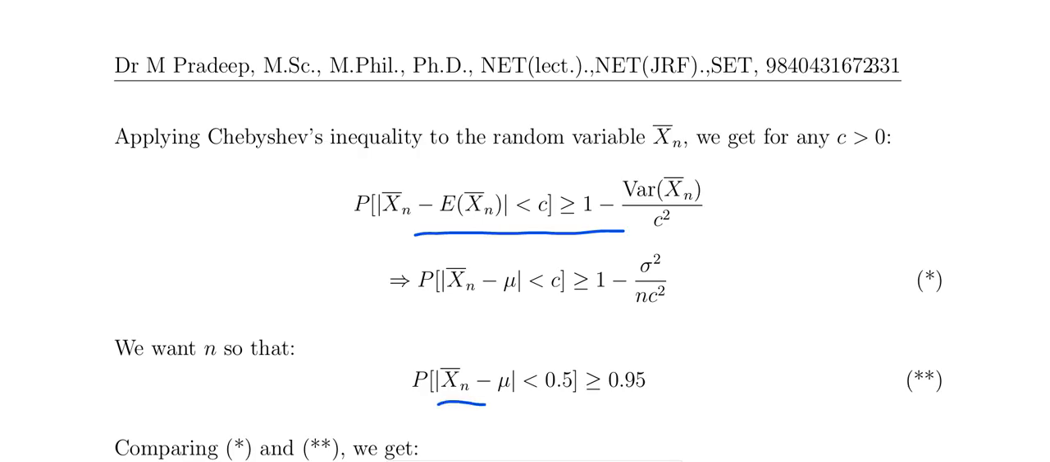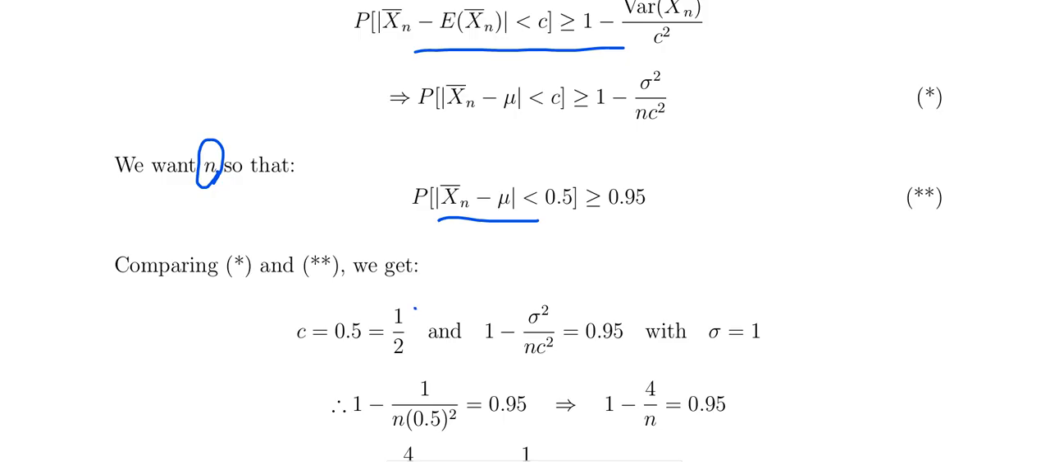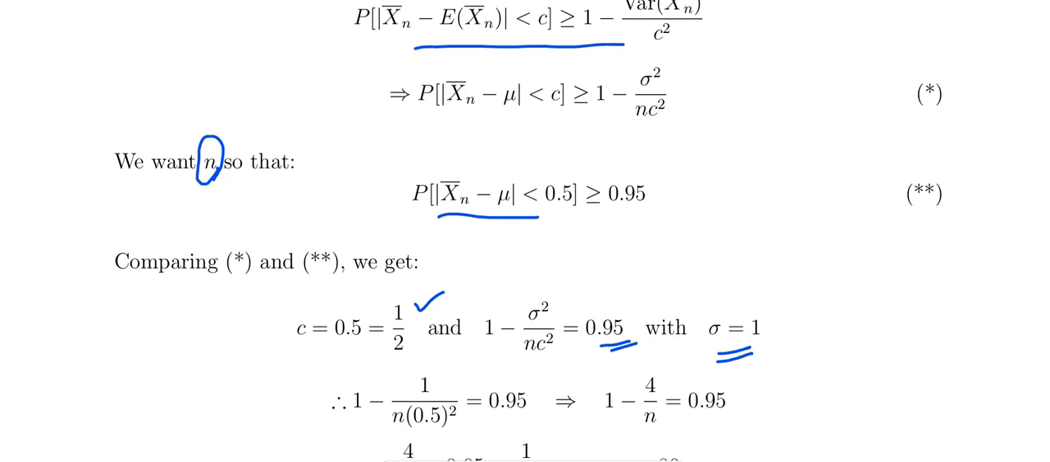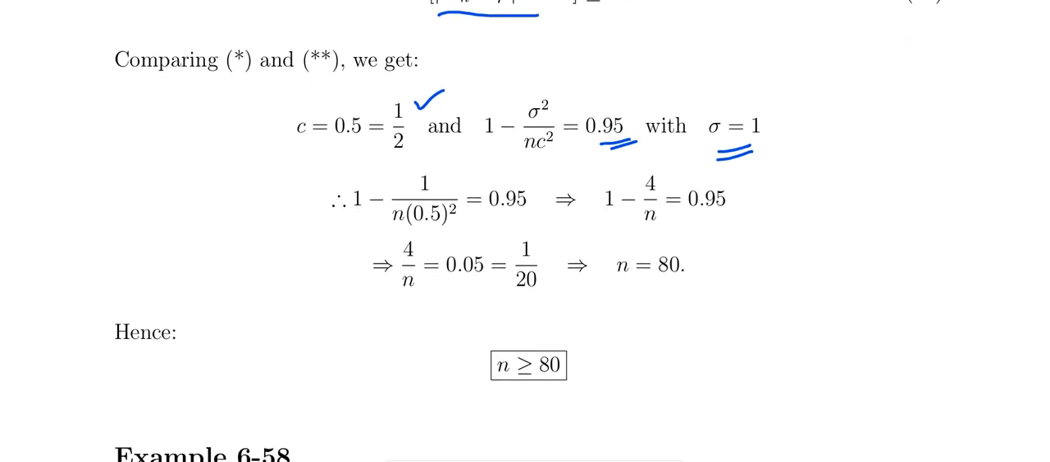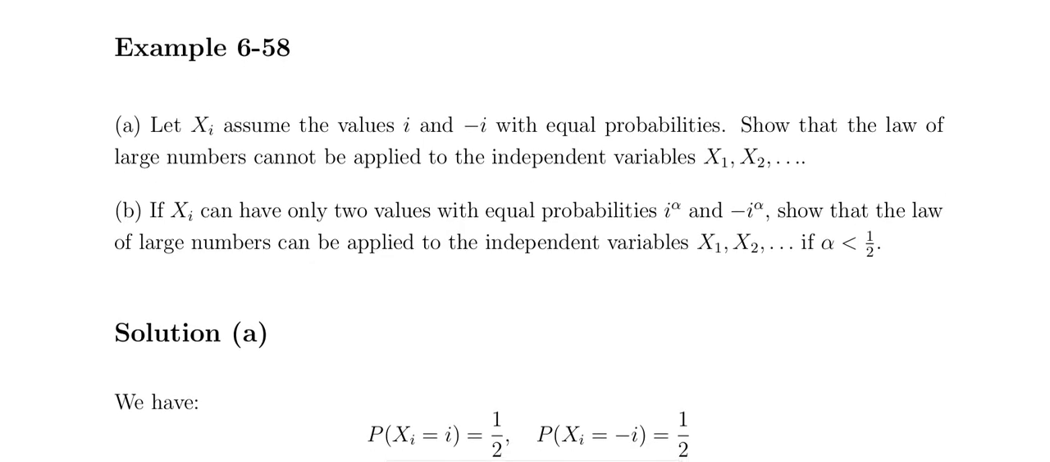We want to find out n, how large a sample. They gave xn bar minus mu less than 0.5, and the probability greater than 0.95. Combining both, c equals 0.5, that is 1/2, and 1 minus sigma square by n c square equals 0.95. Sigma equals 1 is known, so when you substitute, we can find n. With 0.5 as 1/2, n equals 80, so at least 80 samples must be taken. Maybe CSIR exams can ask questions like this.